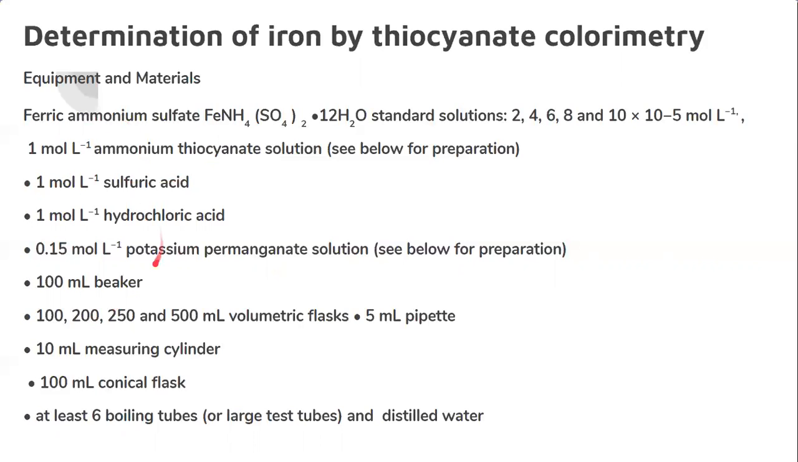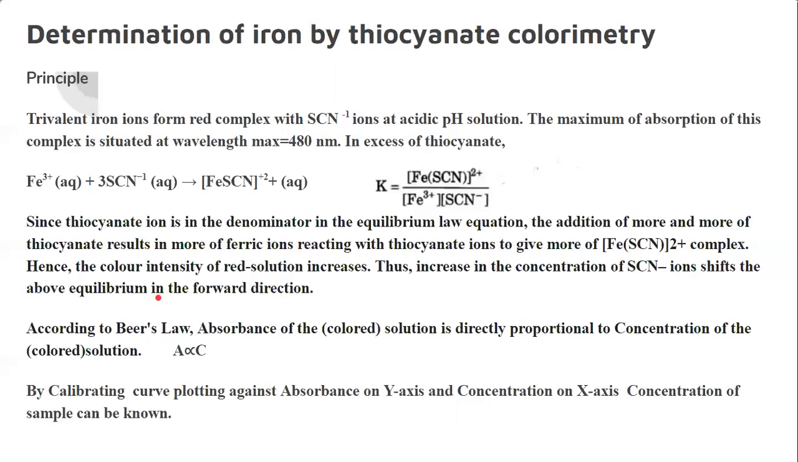This is about the chemicals and instruments: obviously a colorimeter, then beakers, volumetric flask, measuring jars, and boiling tubes. The principle is very important. The trivalent ferric ions react with thiocyanate and give a thiocyanate complex ion which imparts a blood red color, and this complex shows maximum absorbance at a wavelength of 480 nm. So the maximum absorption of the complex is situated at this wavelength.